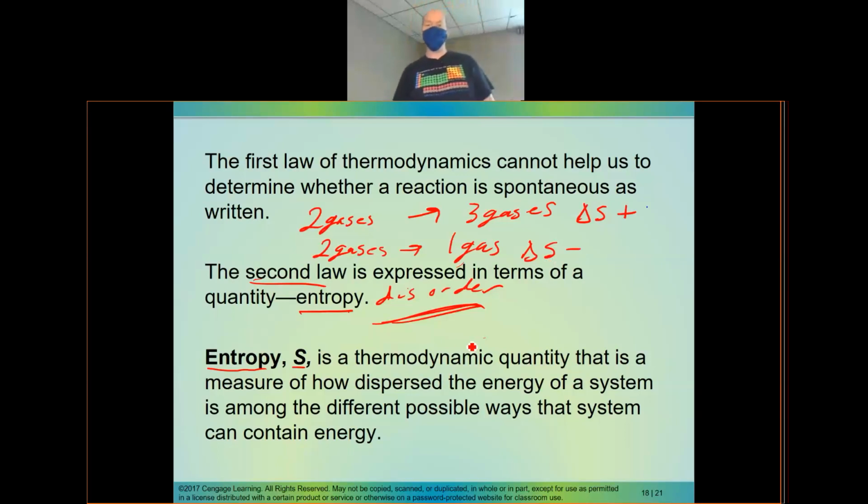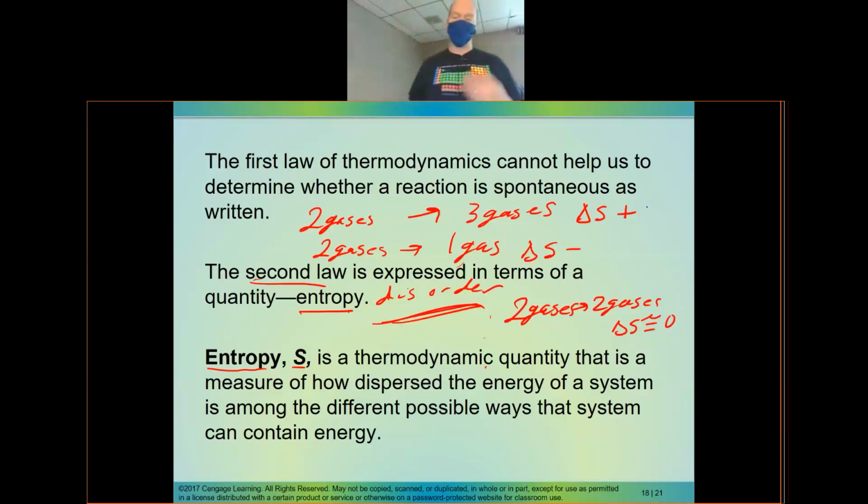All right, and so when you have the same number of gases on both sides, and solids and liquids, then your delta S is going to be approximately 0. So if you had 2 gases and it goes to 2 gases, your delta S is going to be essentially 0. It's not going to be absolute 0. It's going to be a very small number. It's not getting more order. It's not getting more disorder. It's essentially staying the same.